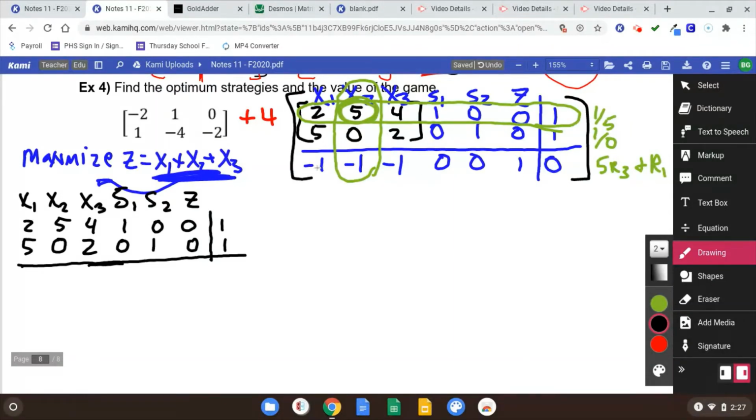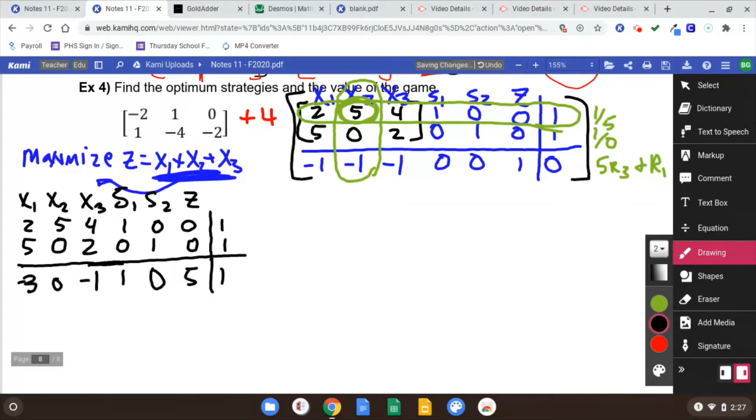5 of these is -5 plus this 2 in row 1. That gives me -3. 5 of these -5 plus 5 is 0. 5 of these -5 plus this is -1. 5 of these plus this is 1. 5 of these plus this is still 0. 5 of these plus this would give me 5. And 5 of these plus this would give me 1.